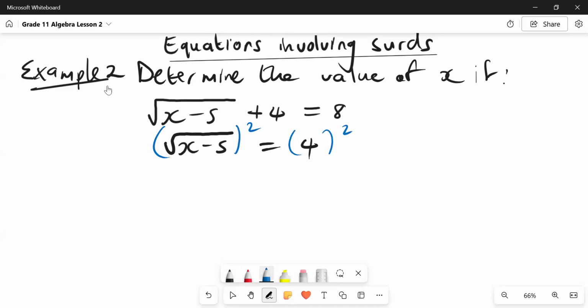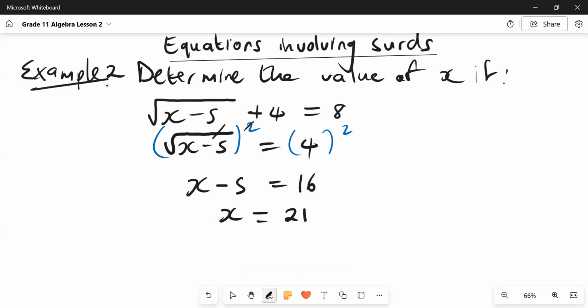Step number 2, square both sides. We square both sides, and then these two cancel, right? Now you have x minus 5 equals 16. Now transpose. When you transpose, the negative 5 changes to a positive 5. 5 plus 16 is equal to 21. After getting 21, you check. It's compulsory for you to check, right? So let's check. You have 21 minus 5 and then plus 4. Now we're expecting to get 8.